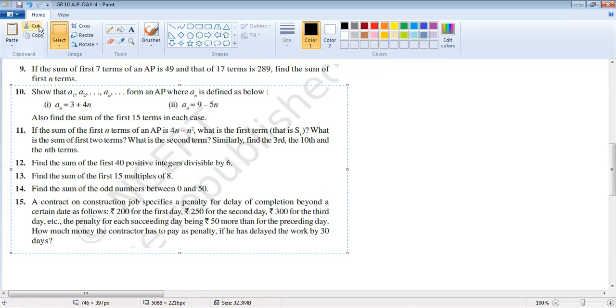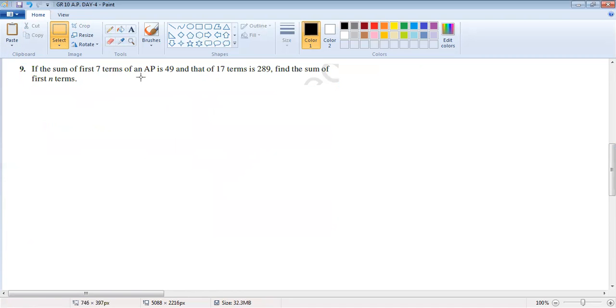This is a question they ask often. The sum of the first 7 terms of an AP is 49 and the sum of 17 terms is 289. Find the sum of n terms. This is a question they often ask in the board exam. So now let us do this question.